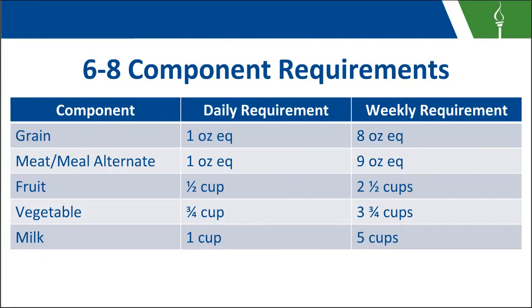For grades 6 through 8, you need to offer at least 1 ounce equivalent of both grain and meat alternate daily, and serve at least 8 ounce equivalents of grain over the course of the week, 9 ounce equivalents of meat alternate over the course of the week, half a cup of fruit daily, 2.5 cups for the week, 3/4 cup of vegetable daily, 3 3/4 cups for the week, and 1 cup of milk daily, and then 5 cups for the week.